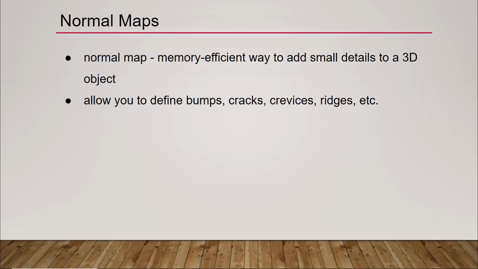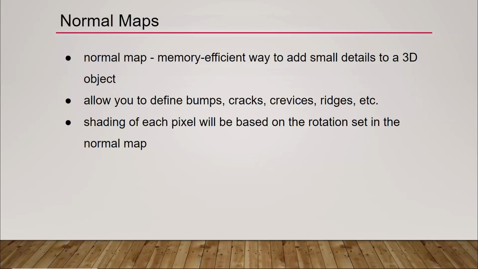This is achieved through a lighting trick, where you can set a rotation for each individual pixel of the surface of the object, and the shading of that pixel will be based on that rotation. Alright, so to fully understand what this means, you first need to understand what is meant by the term normal.